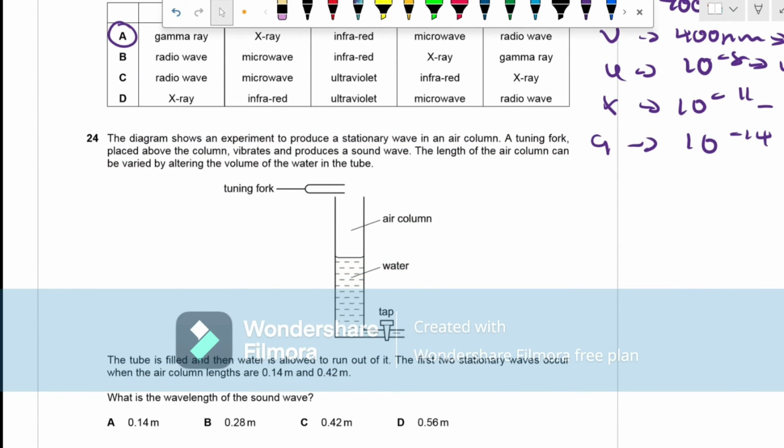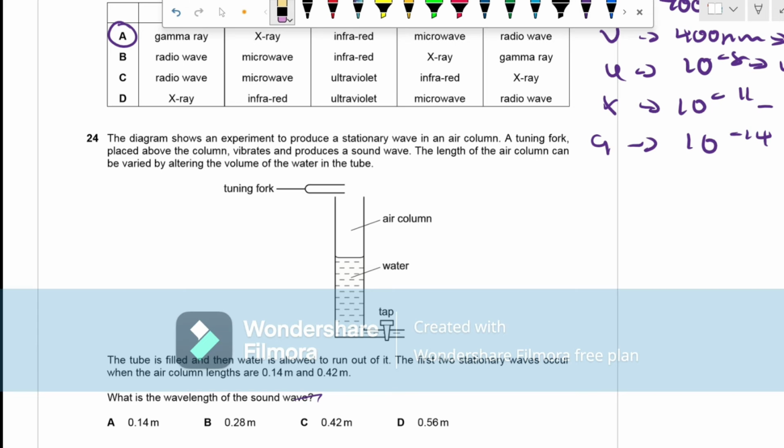Okay, question 24. The diagram shows an experiment to produce a stationary wave in an air column. A tuning fork is placed above the column, vibrates, and produces a sound wave. The length of the air column can be varied by altering the volume of the water in the cube. So you want to alter the volume of the water inside the cube. The cube is filled with water and then the water is allowed to run off. The first two stationary waves could occur when the air columns are 0.14 and 0.42.